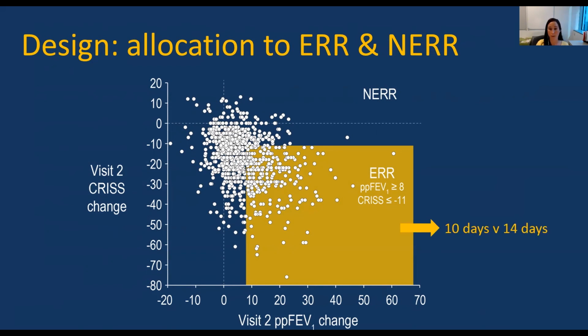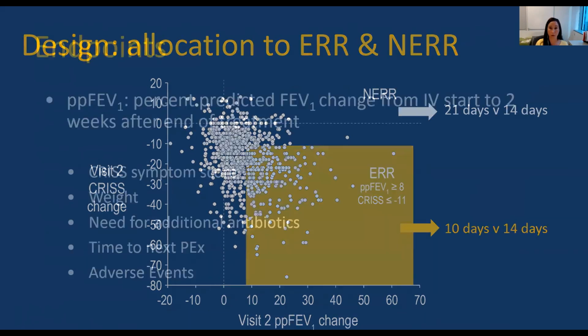And those remaining participants, so you can see on this grid here, those people who didn't have both the 8-point improvement in FEV1 and the 11-point reduction in CRIS, those remaining NERR participants were randomized to 21 versus 14 days of IV antibiotics duration. And this design was born out of a need to really find a balance between patients and physicians who were worried about too long of a treatment on one hand, if they were responding well and feeling great and having big improvements in lung function and symptoms, versus those who had a fear of being treated for really too short of a duration if their symptoms and their lung function was not where they needed it to be by 7 to 10 days of IV treatment.